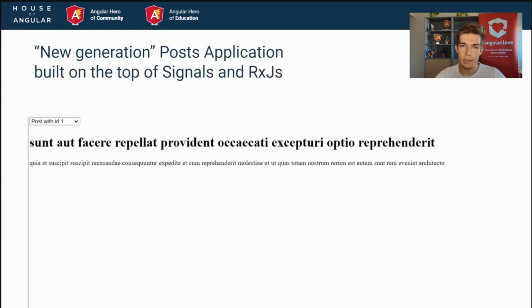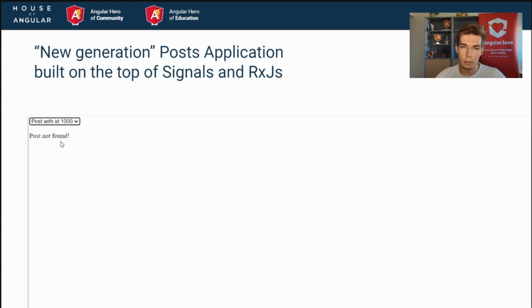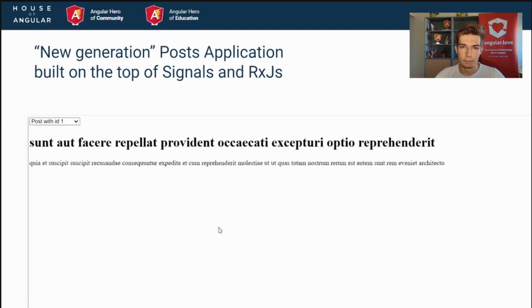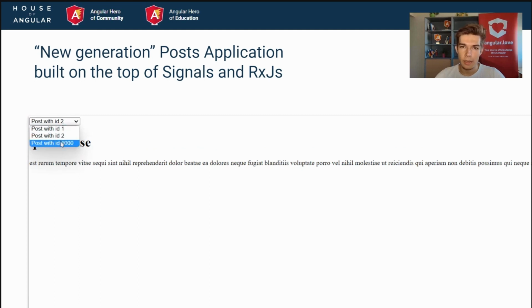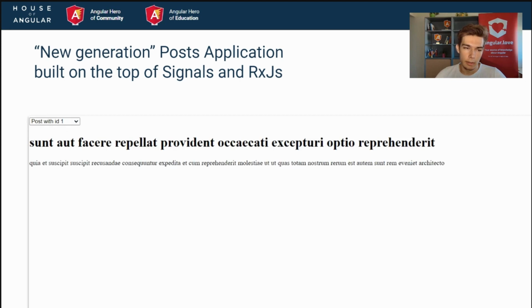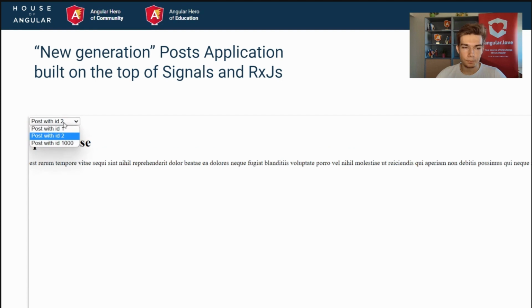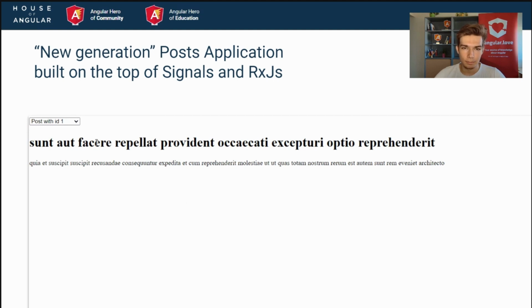I've created an example application to show you how we can connect those two worlds together and how they will look in the new Angular feature called Angular signal-based components. This new generation application fetches posts from an API and displays loading text, as you can see in a while, whenever we fetch the data. Then, whenever we fetch a non-existing post, we display a post not found text to the user.